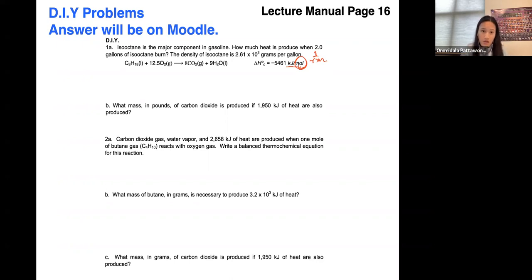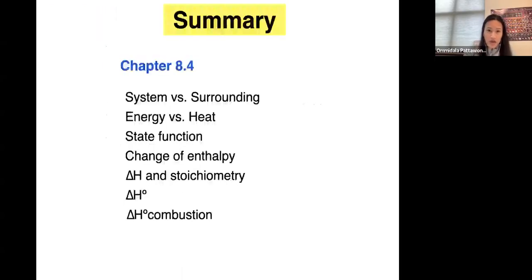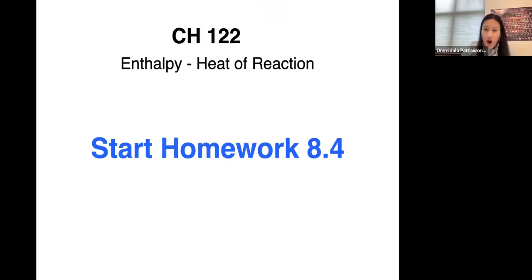You can practice this and find the answer on Moodle. Please complete your work first before you check the answer with the key. I want you to use this as an exam practice problem, so use it and see how well you actually understand the material. This is everything that we cover for chapter 8.4. After you finish this, you should start working on homework 8.4 as soon as possible. If you have any questions, again, please visit me during office hours.